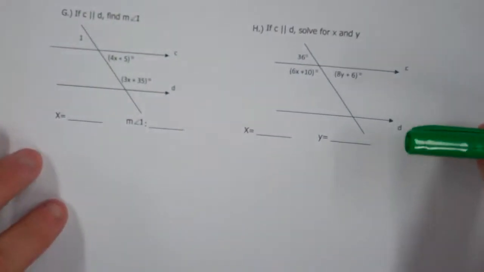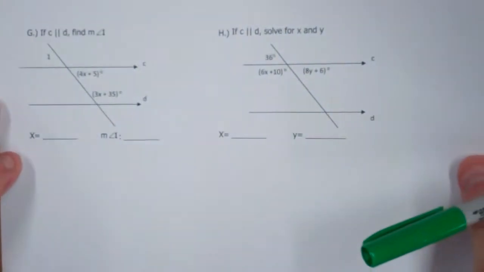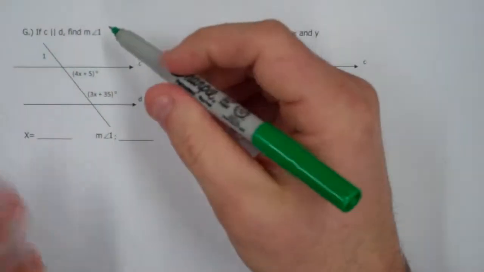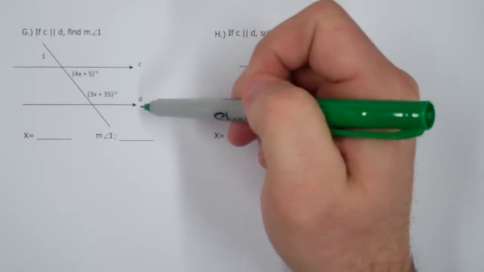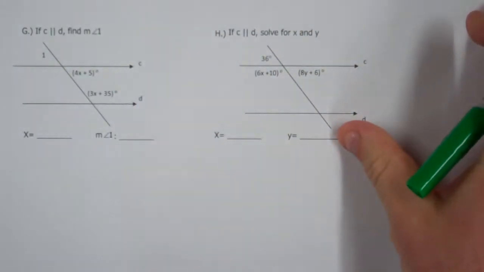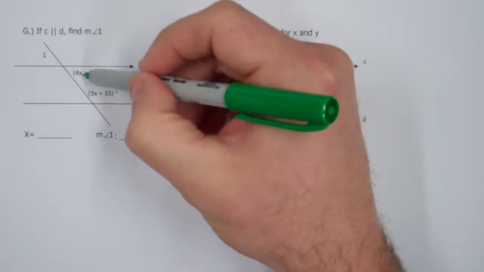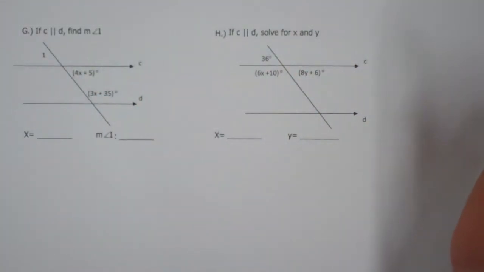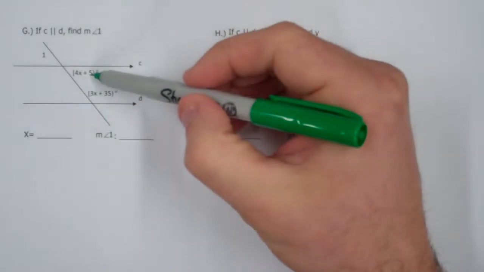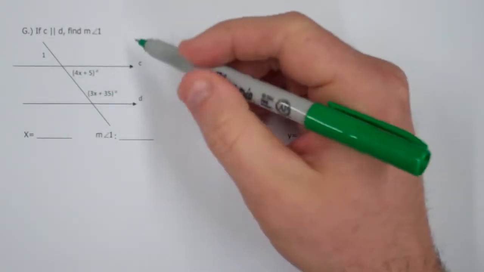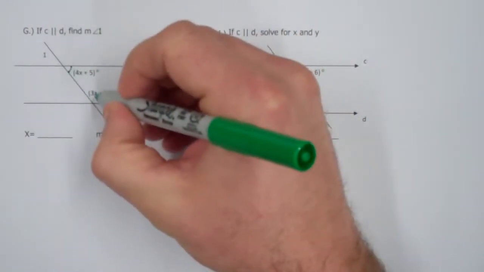Alright, just a couple more. We're going to look here and we notice that C is parallel to D. We're going to try to find the measure of angle 1 again. If we can just find the measure of this angle, 1 and that angle are going to have the same measure. They're vertical angles. If we notice though, here we have two angles on the inside. And they don't appear to be the same.